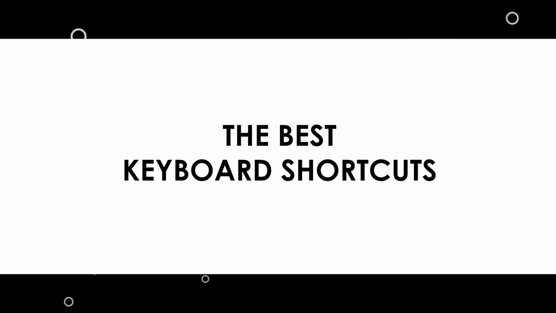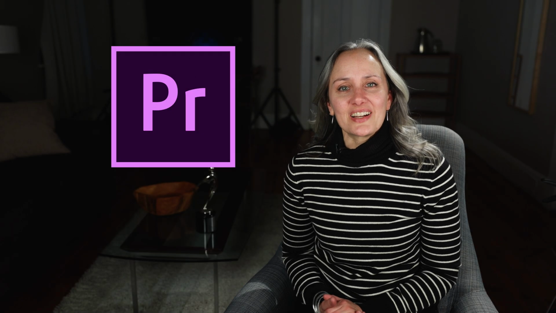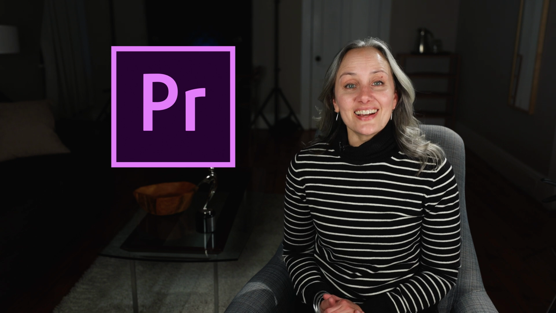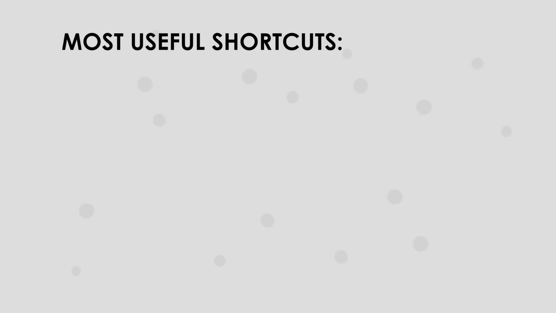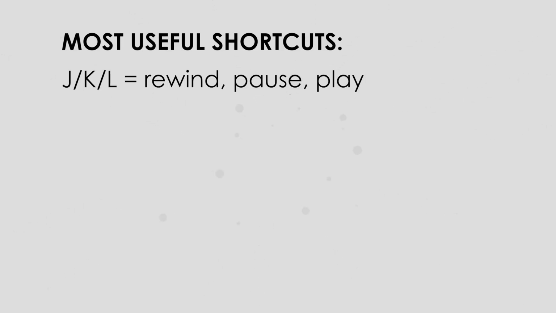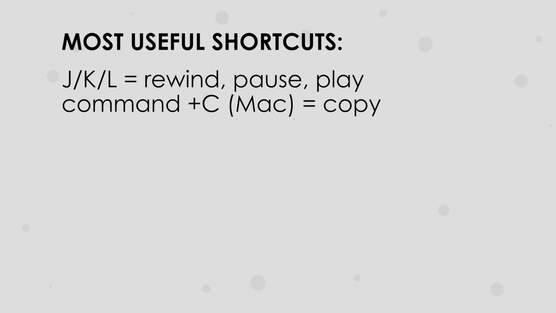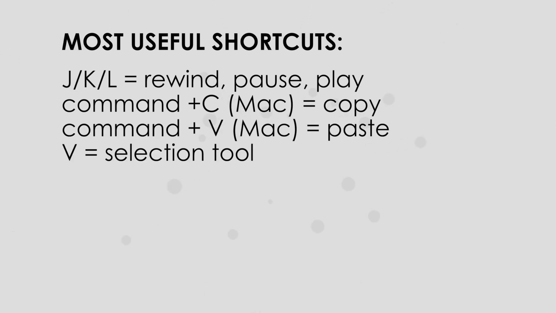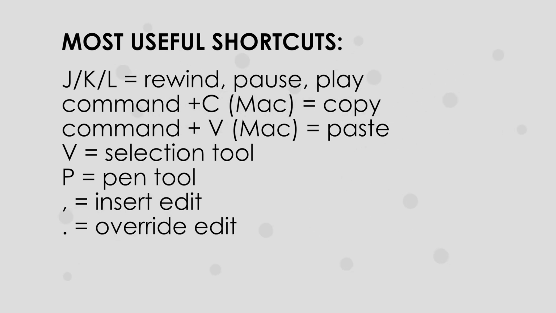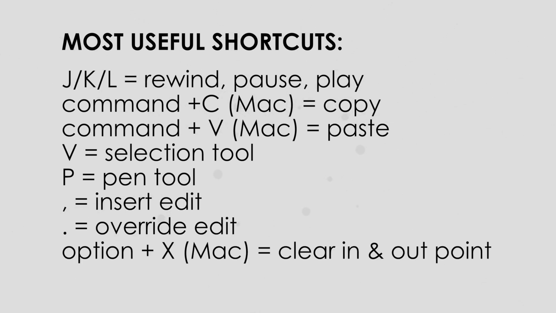Keyboard shortcuts that I use all the time. These are the keyboard shortcuts that I find to be most useful, and I suggest that you take note and start using them as well, right off the bat. As mentioned, JKL to play and rewind and pause, Command C to copy, Command V to paste, V for selection tool, P for the pen tool, comma for insert edit, period for override edit, and Option plus X to clear in and out points. That's just to get you started. You can add more as you go, of course. Speaking of, let's show you how to do that.